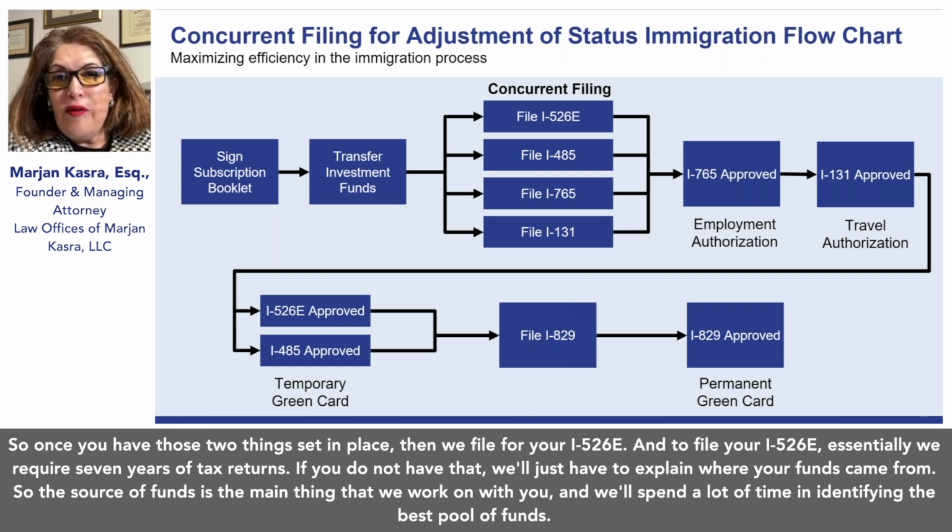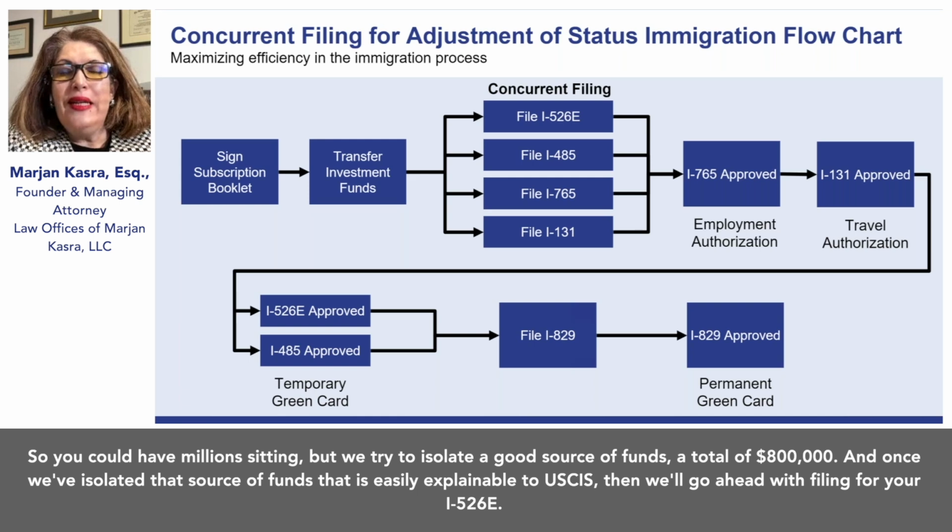And to file your I-526E, essentially we require 7 years of tax returns. If you do not have that, we'll just have to explain where your funds came from. So the source of funds is the main thing that we work on with you, and we'll spend a lot of time in identifying the best pool of funds. So you could have millions sitting, but we try to isolate a good source of funds, a total of $800,000, and once we've isolated that source of funds that is easily explainable to USCIS, then we'll go ahead with filing for your I-526E.